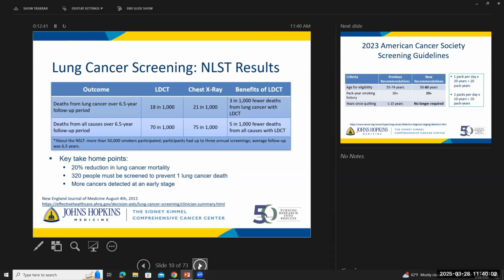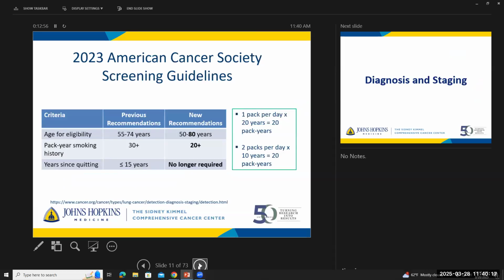If there's anything suspicious found on the low-dose CT scan, that person needs to be referred to a lung nodule clinic, in order to be followed over time and potentially referred for biopsy if there's anything suspicious. So these are the screening guidelines of who we now recommend screening.